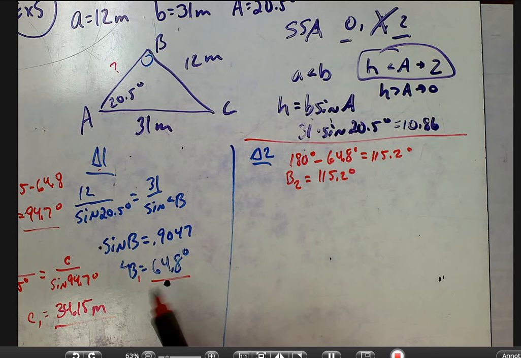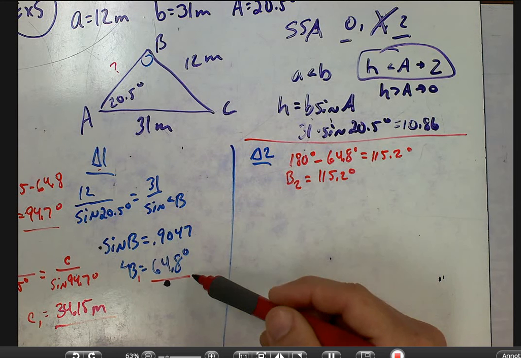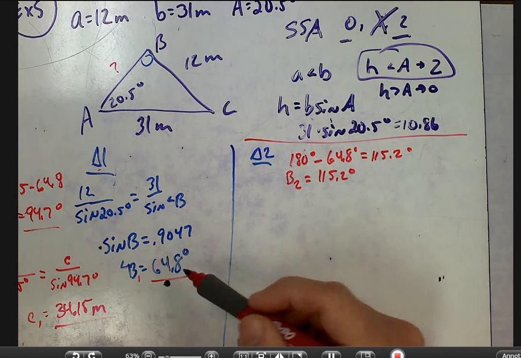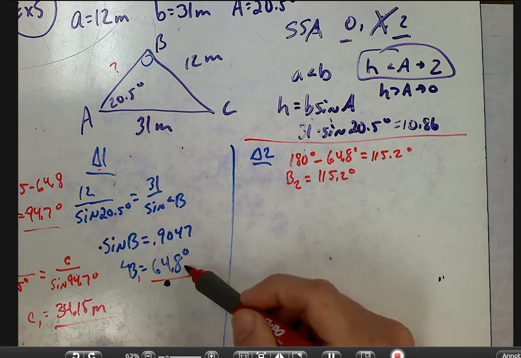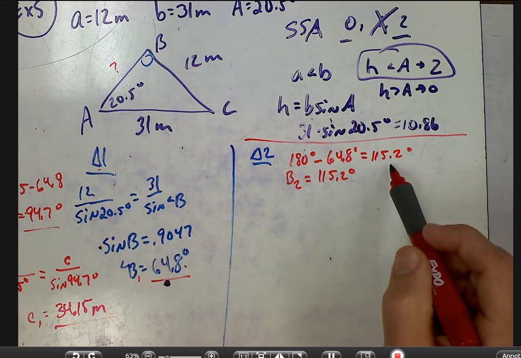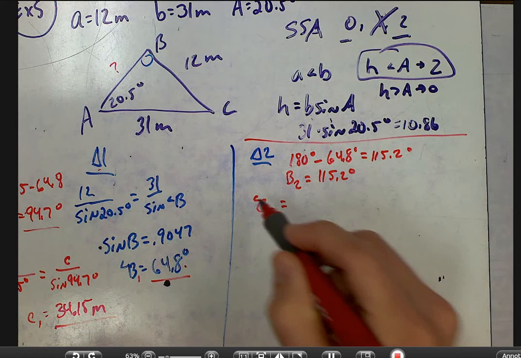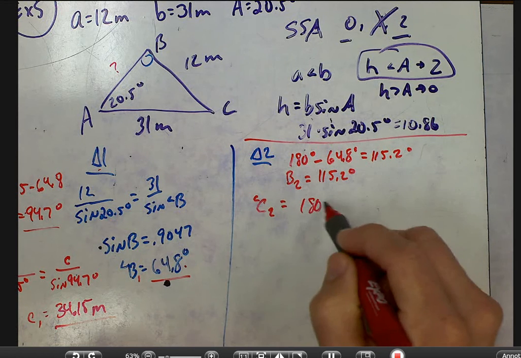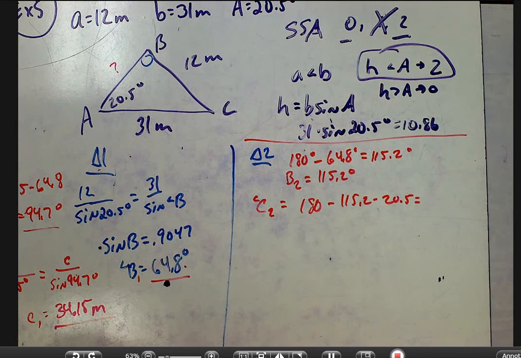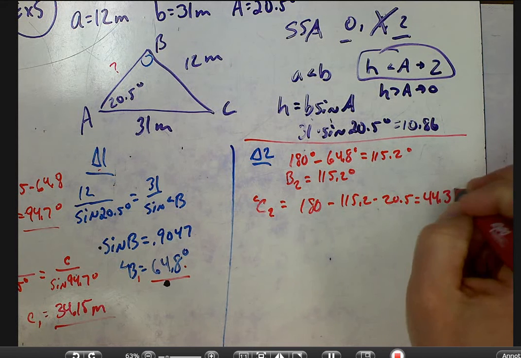I found B1, the first possibility for B, by using law of sines, as you see here. And then for triangle 2, the other possibility is that this angle and the rest of the two angles would add up to 180, and so I'd get 115.2 degrees for the other possible triangle. That means angle C2 is going to be 180 minus 115.2 minus 20.5. So C2 turns out to be 44.3 degrees.